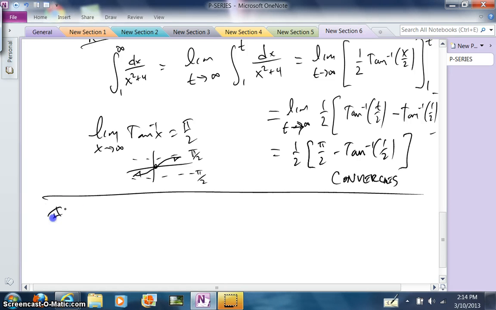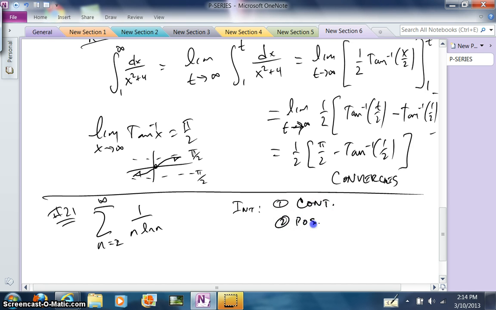Let's do another red one here, number 21. The sum from n equals 2 to infinity of 1 over n ln n. Again, integral test. I haven't mentioned this when we're doing the integral test, but to do the integral test, we need things to be positive. I think the first condition the book says is continuous, and then positive, and then decreasing.